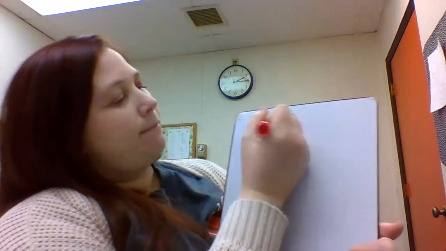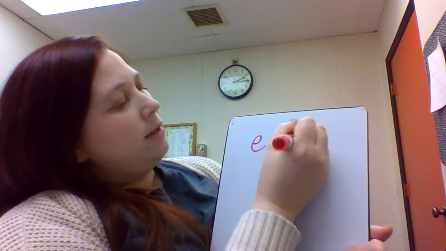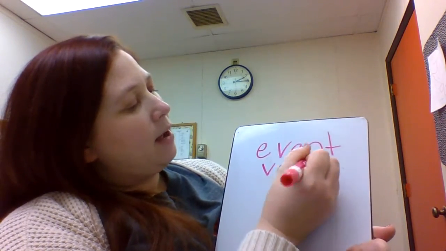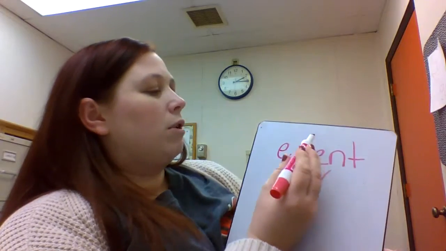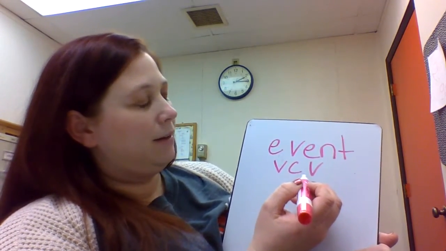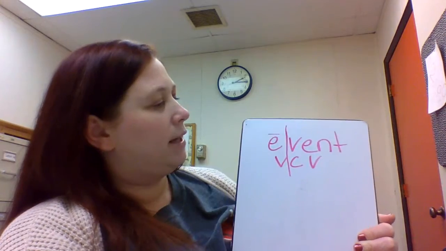We're going to look at the word event. On event, we have vowel, consonant, vowel. If we drew our line here after the consonant, it would be ev-ent, and that doesn't sound right, right? So we would want to draw it here, and it would be e-vent.